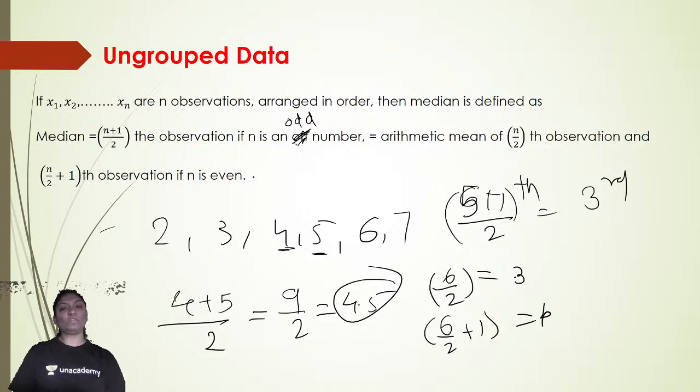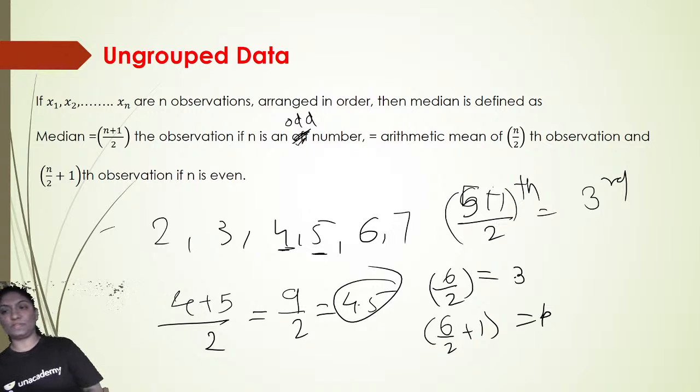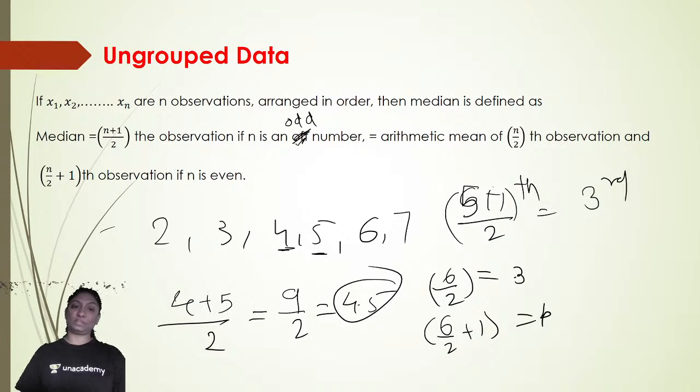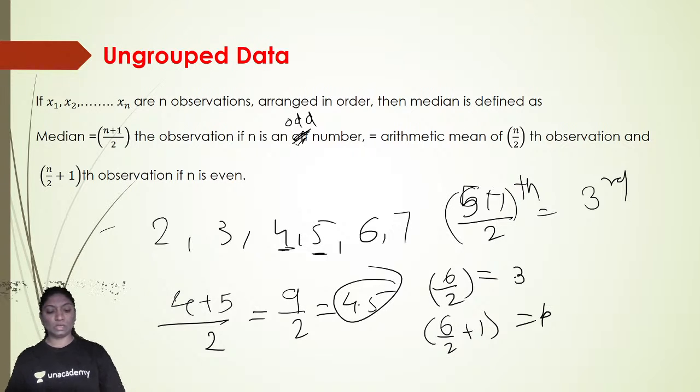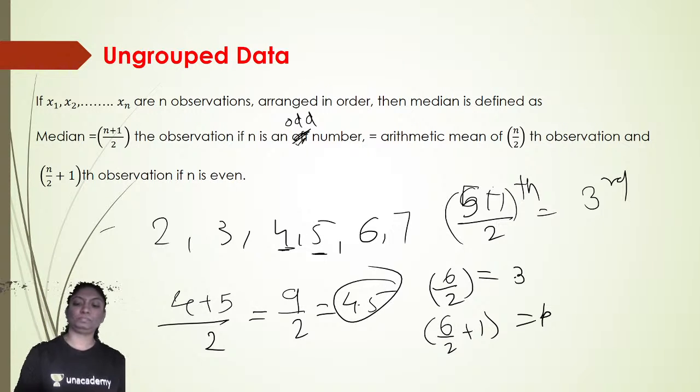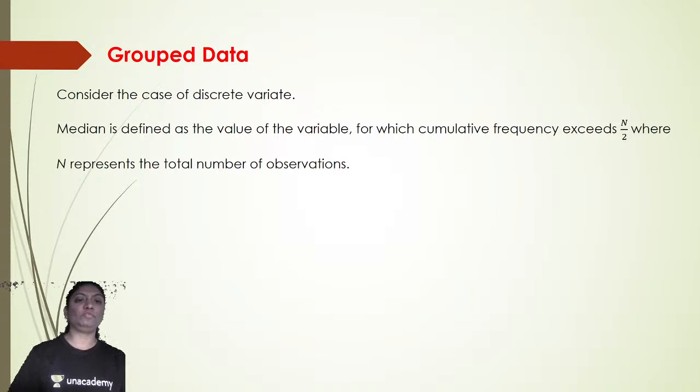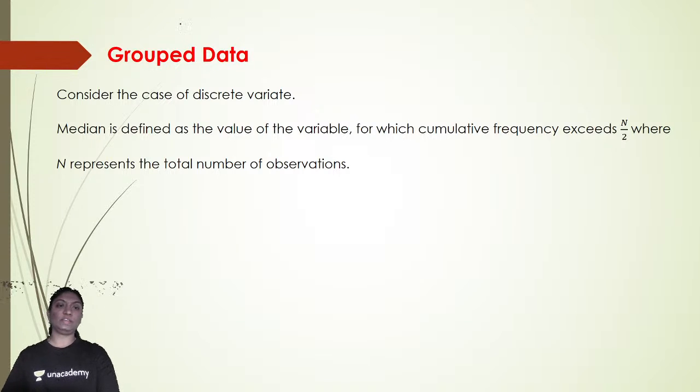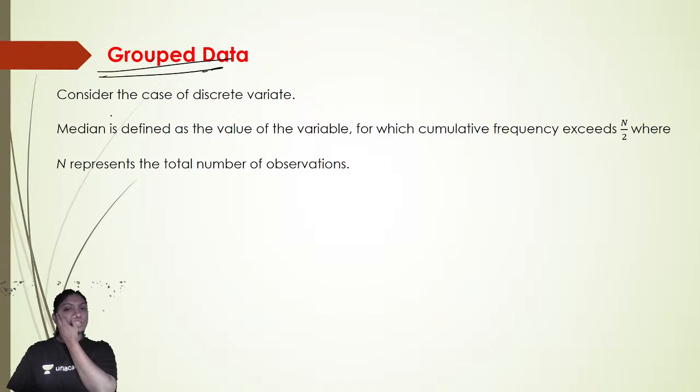If the number of observations is odd, then you can directly calculate the median as the (n plus 1) by 2th observation. And if the number of observations is even, then calculate the arithmetic mean of the n by 2th observation and the n by 2 plus 1th observation. Okay? Now, for the group data, very important, there is a special formula for the group data. Consider the case of discrete variation.